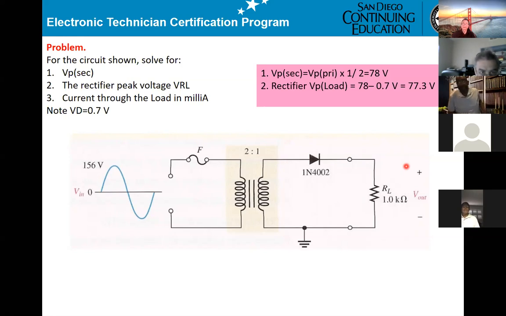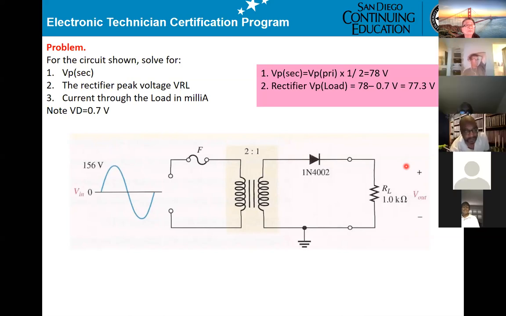Yeah, 78. And Mr. Pham, the proper way to say it is step down, correct? Yes, for sure. Coming in 156, coming out only 78. Step down transformer, steps down. Right, 2 to 1. The ratio is 2 to 1. Yeah, it depends on the ratio. The ratio given is 2 to 1.